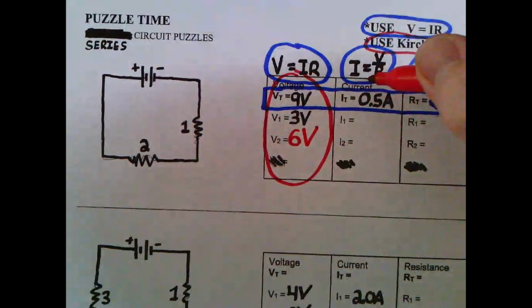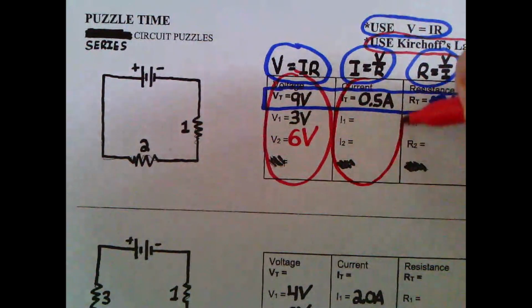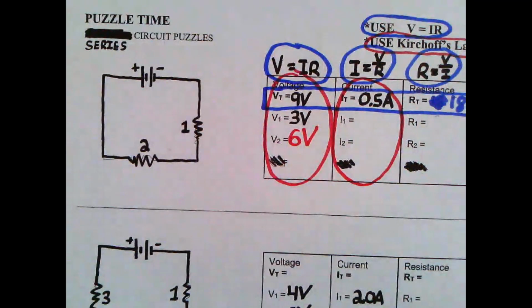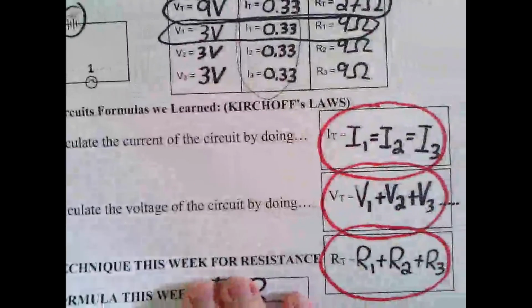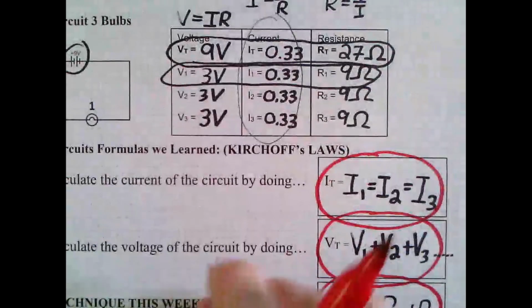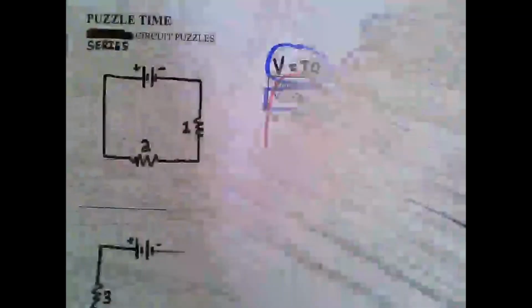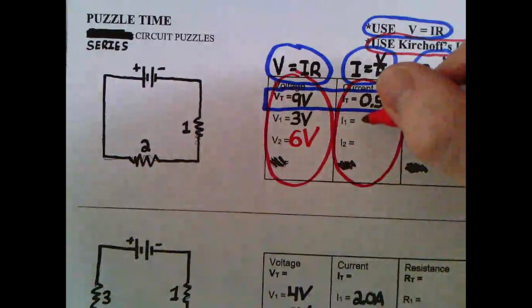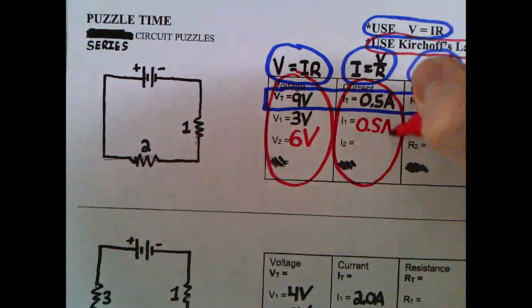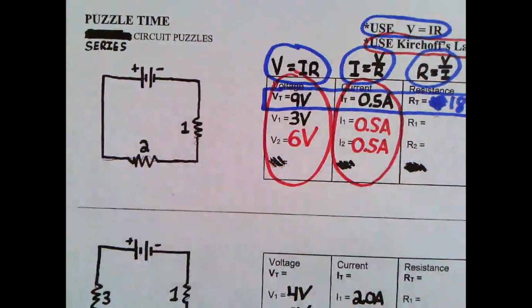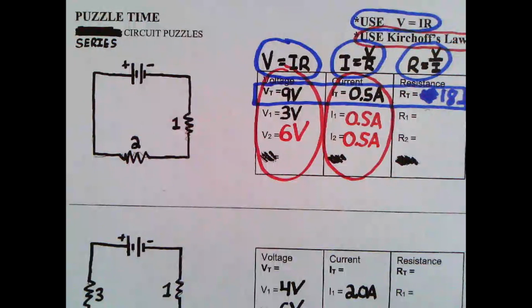Again, I want to figure out the current. Anytime I want to figure out missing pieces in the column, I go to Kirchhoff's laws and I see, are any of these useful? Notice here, the one for current says that it's the same everywhere. So super easy, I go here and I say 0.5, 0.5. Simple.